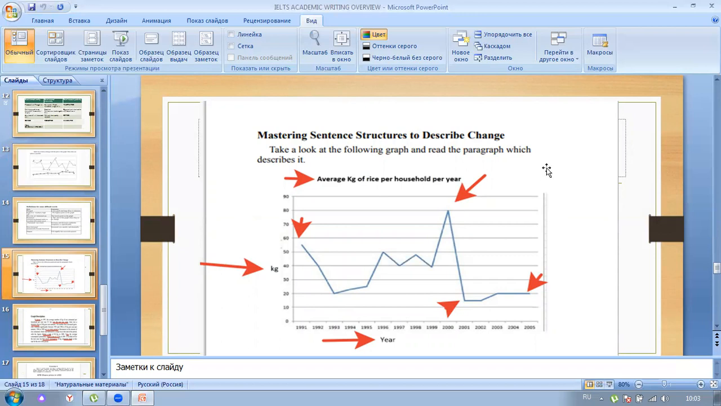The first thing that we have to pay attention to is the task. The task deals with the information.